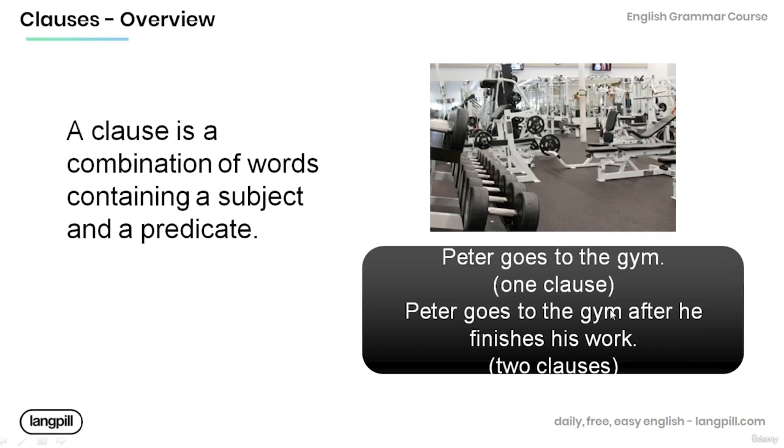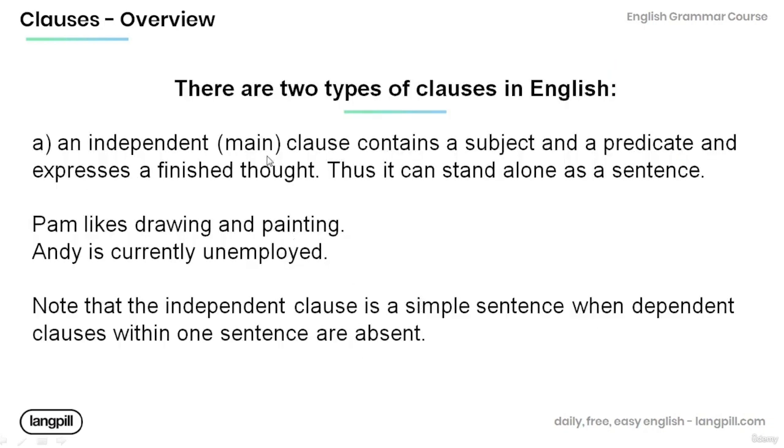Peter goes to the gym and he finishes his work. There are two types of clauses in English. A, an independent or main clause. Now, an independent or main clause contains a subject and a predicate and expresses a finished thought. Thus, it can stand alone in a sentence.